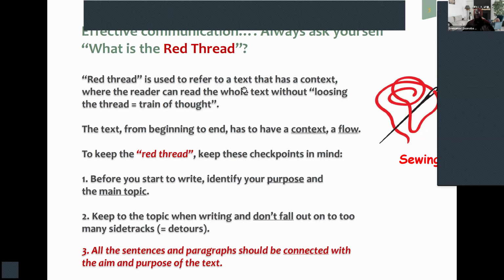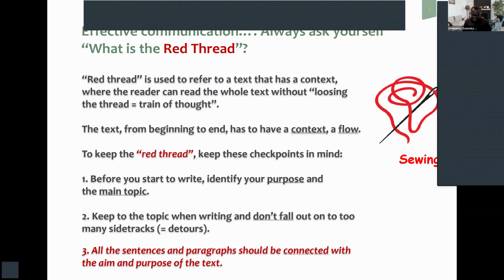They always have a point they gauge all the time. When they want to sew, the needle points at a particular place. So what then is the red thread in scientific research? Red thread here, I use it to refer to a text that has a context where the reader of your work can read the whole text without losing focus or losing the thread. The thread here refers to the train of thought, the idea you are bringing. What point are you arriving at?